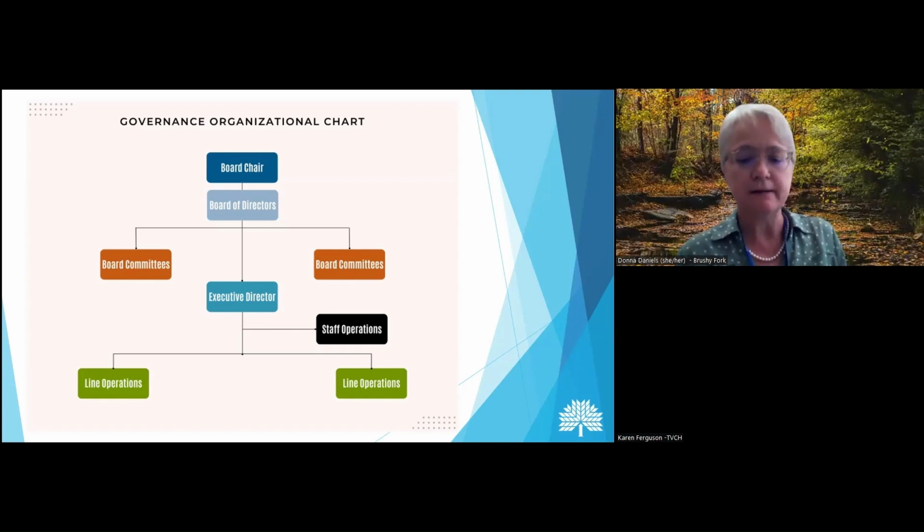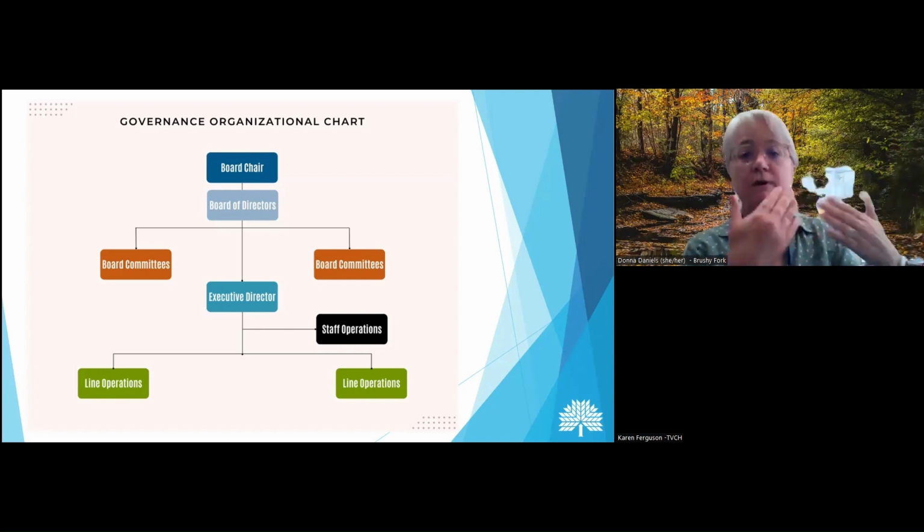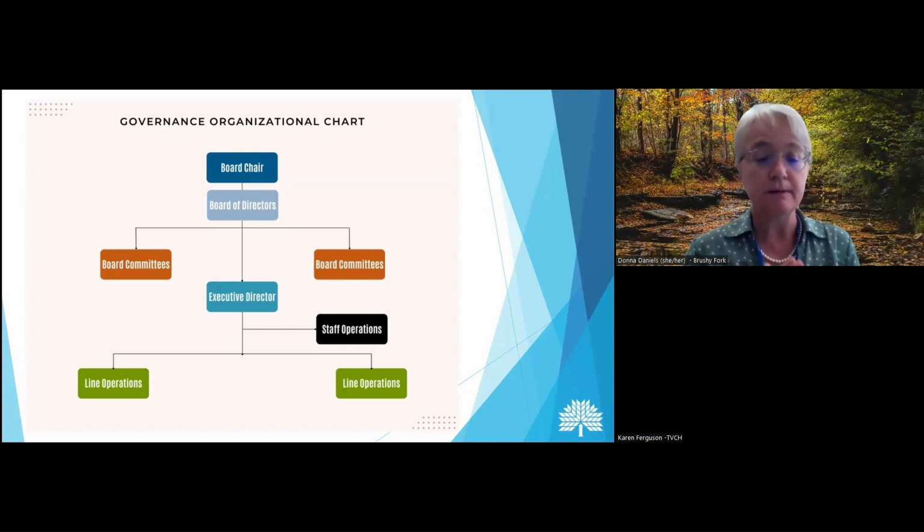And so just keeping in mind that the way communication flows and the way that decisions are made, everything should really work its way up to the board chair. Those board committees should not be making decisions unless there's a resolution passed by the board that says this board chair or this board committee can make a specific decision and then come back to the board with it, and the board will adopt it.